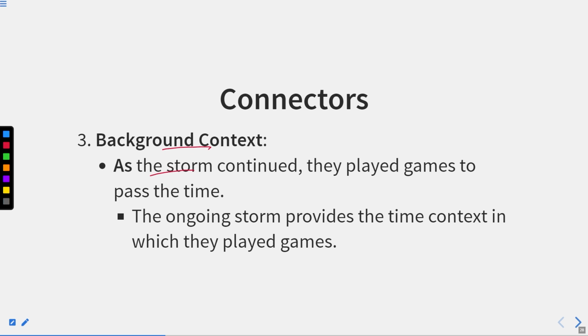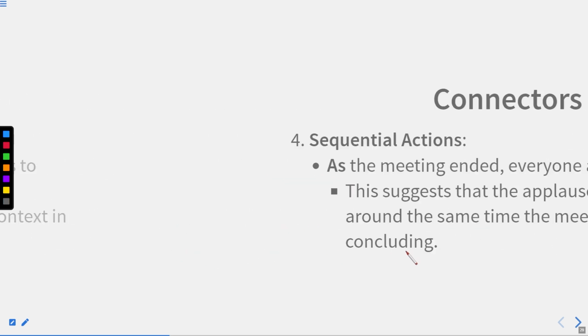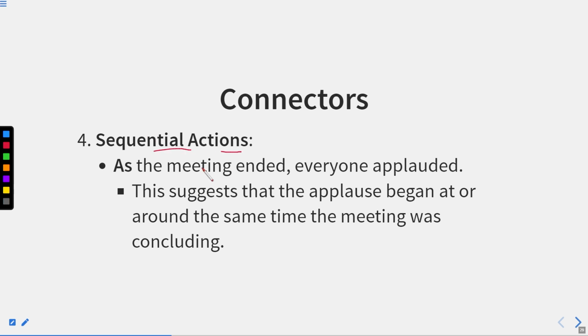Then background context: as the storm continued, they played games to pass the time. The ongoing storm provides the time context in which they played games. Sequential actions: as the meeting ended, everyone applauded. This suggests that the applause began at or around the same time the meeting was concluding. So these two are sequential events. As soon as one ends, another starts.